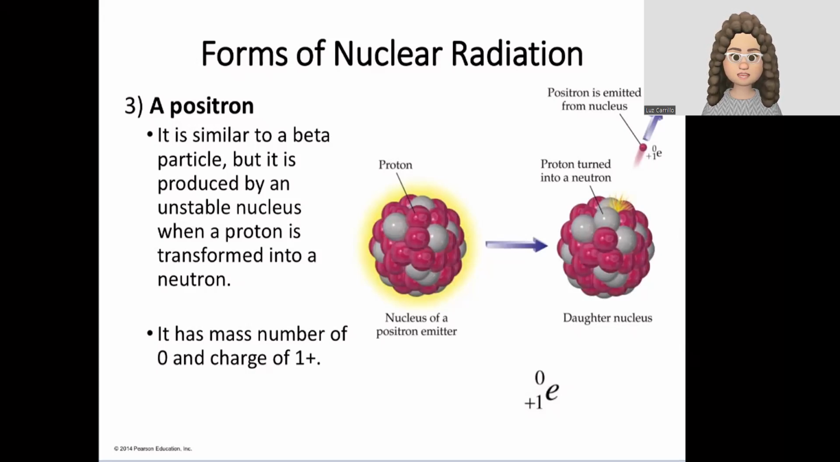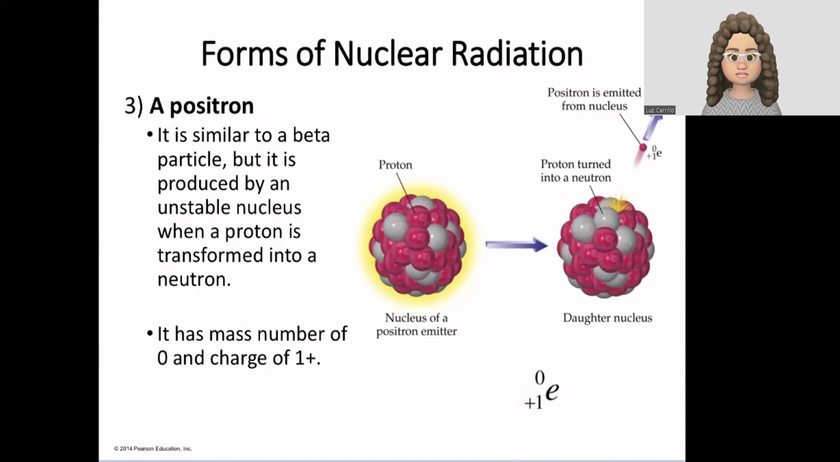So the symbol that we utilize for a positron, as you can see, is right here at the bottom of the slide, which is the letter e, where it has a 0 in the top left corner and a +1 in the bottom left corner. We can see overall, as it says in the first bullet point, that a proton in our unstable radioactive isotope is going to turn into a neutron.